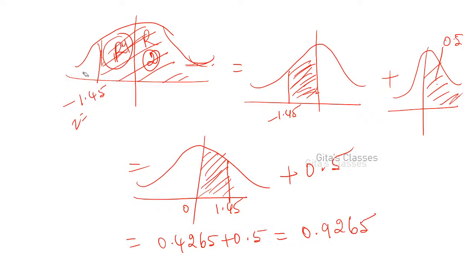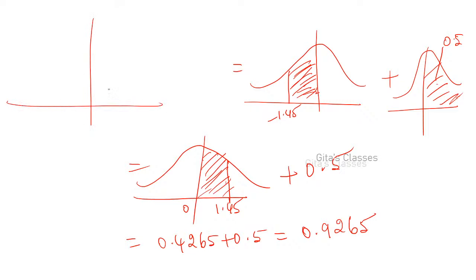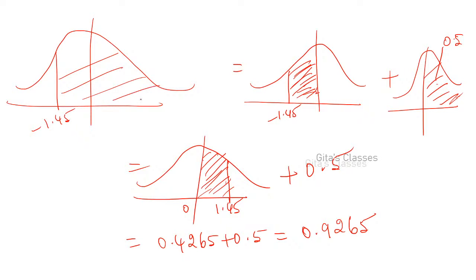In this problem, you want this area. I'll draw it again: right of minus 1.45, somewhere here. So this entire area you have to find out. If you want to make use of the table, I am going to divide this into region 1 and region 2. Region 1 is minus 1.5 to 0, and on the right hand side 0 to plus infinity. We know that this is 0.5.